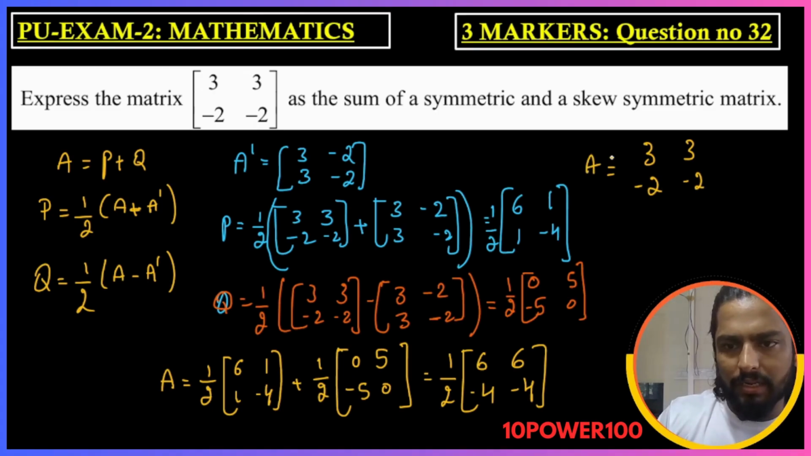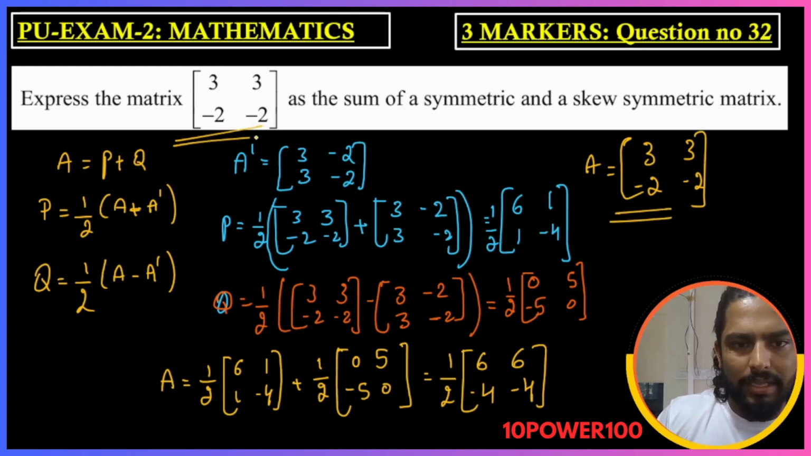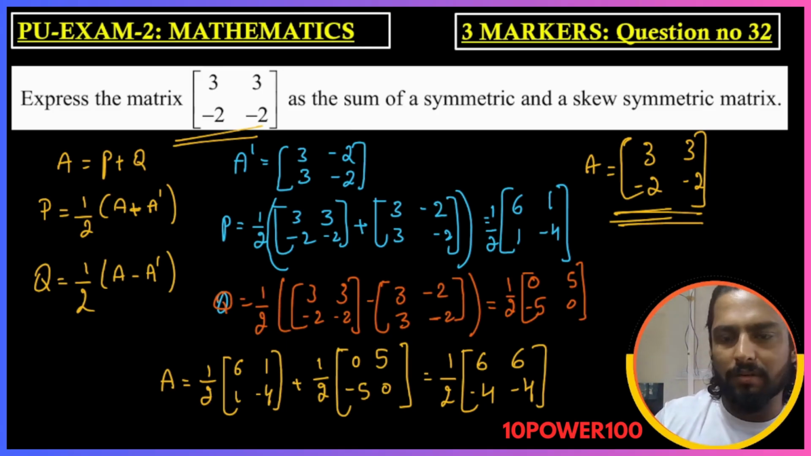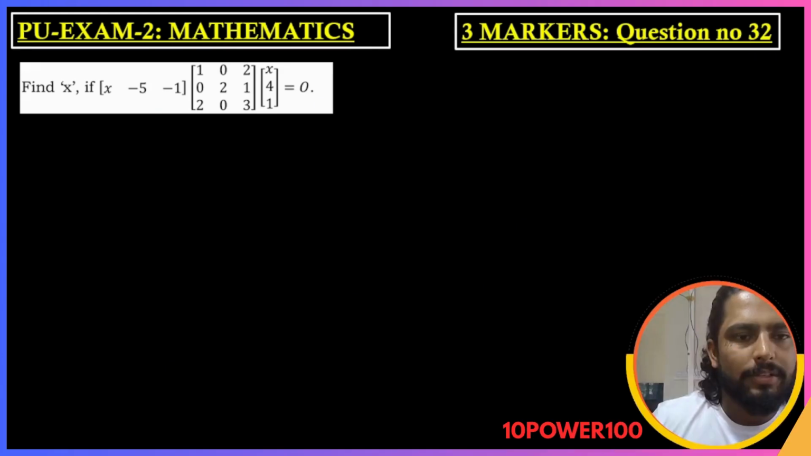So this is our A. We had A, and we got that A. That's it. This is what you have to follow. Just follow this procedure and you will easily get it. This is one of the easiest important questions for your examination. I feel it may come this time in the exam. Practice well. Okay, next question.